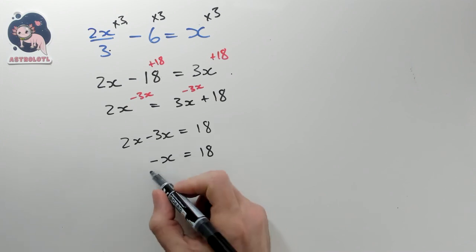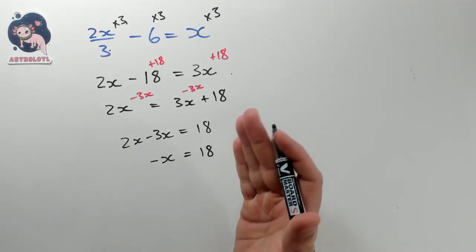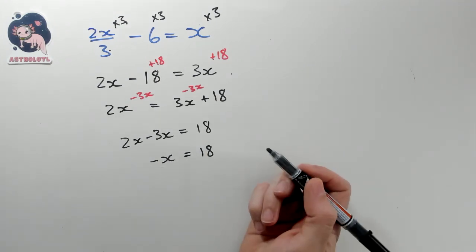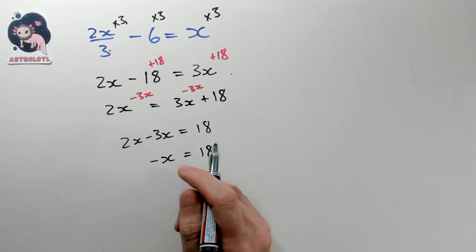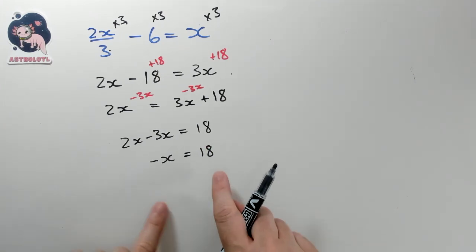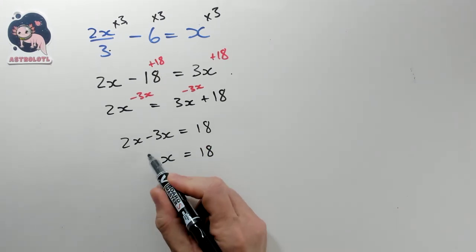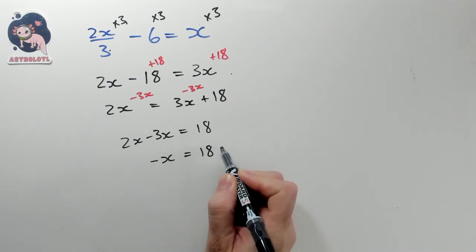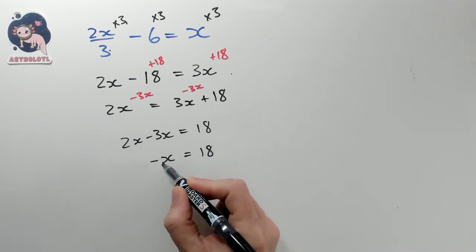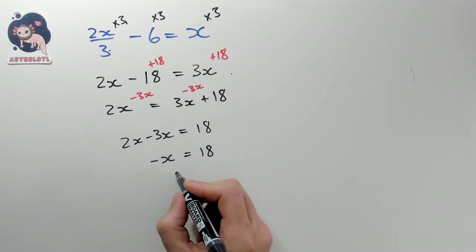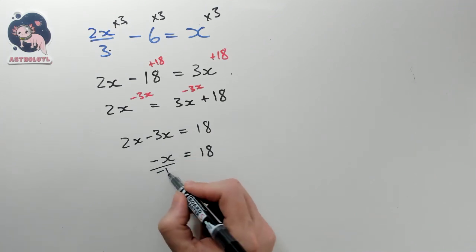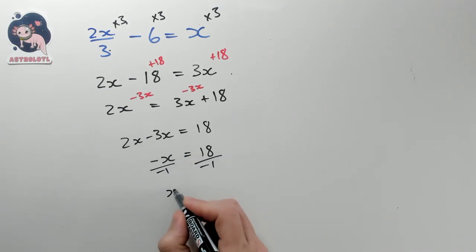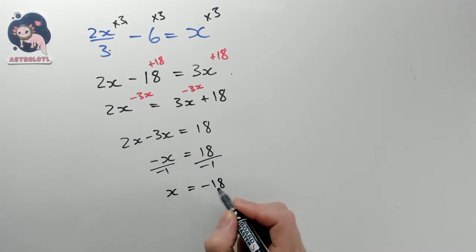But I don't want to know what minus x is, I want to know what x is. So I'm going to divide both sides by minus 1, or I can just swap them around, right? If I take the minus x to this side, it becomes a plus x, and the 18 to that side becomes a negative 18. But we can just divide by negative 1 as well, and we'll end up with x being negative 18.